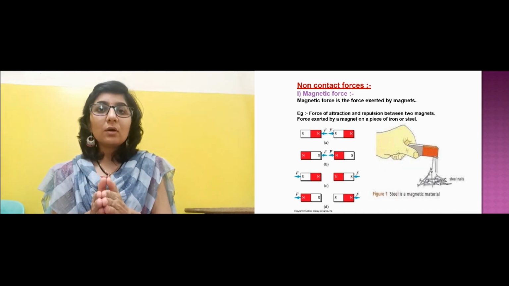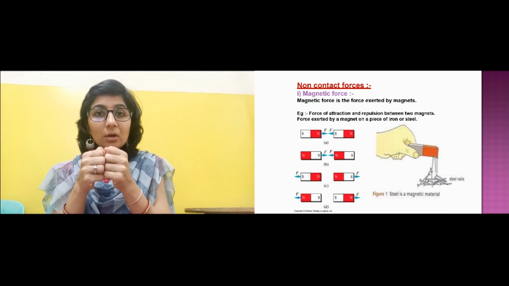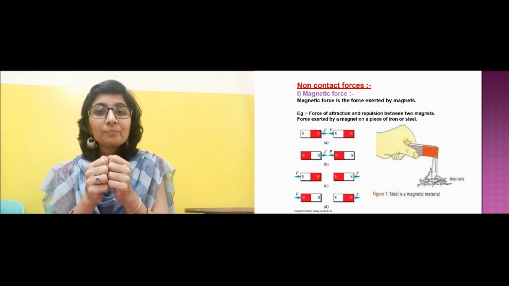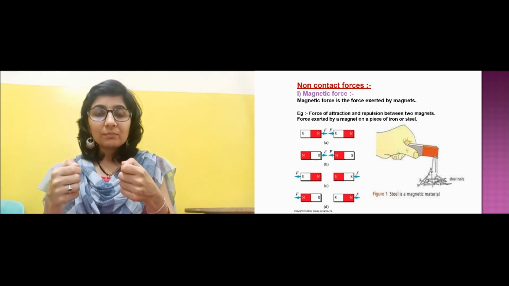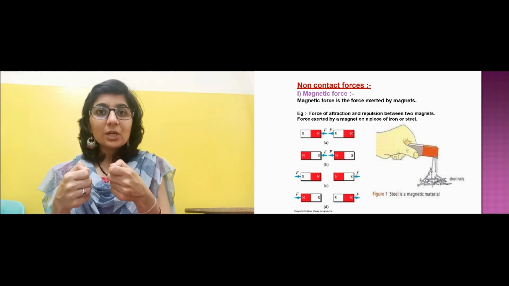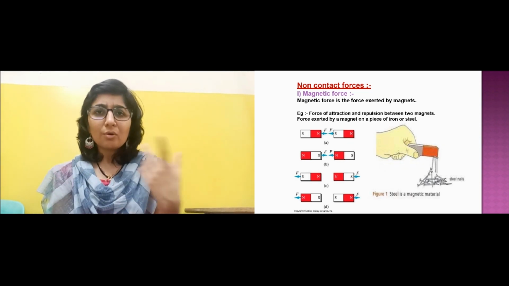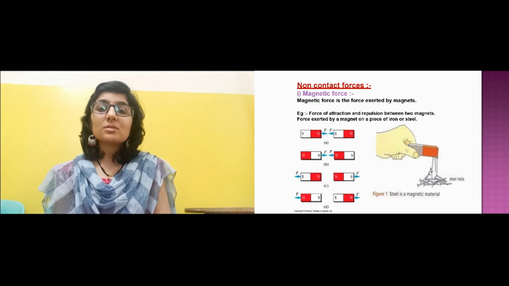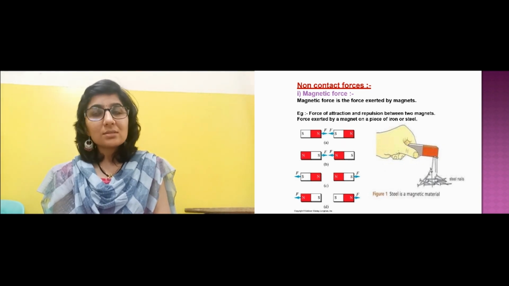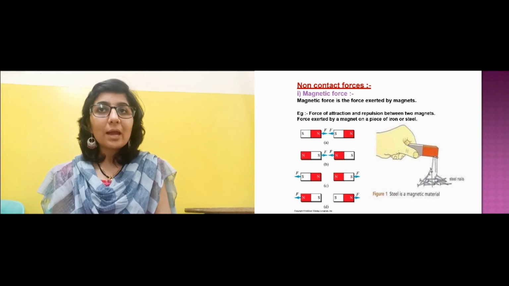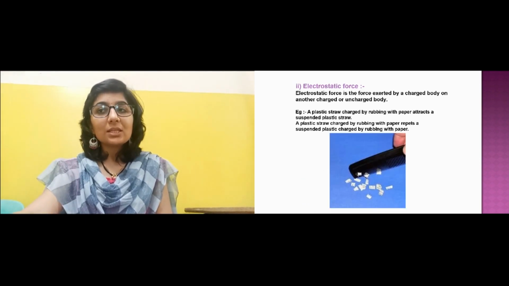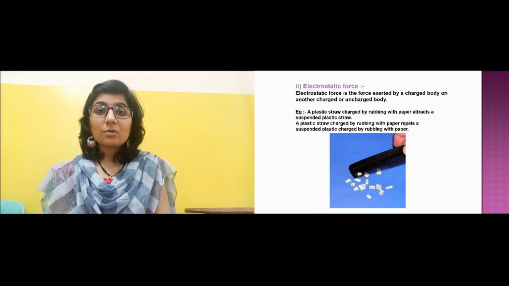So there is no need of them to actually be in contact with each other. The only thing is, if they are brought sufficiently closer to each other, then they will apply force on each other or on any of the objects. So this is the non-contact force, and as it is exerted by a magnet, this is called the magnetic force. Okay, then next is the electrostatic force.